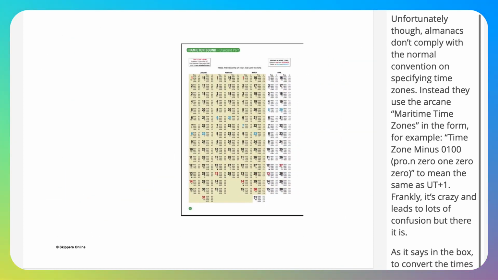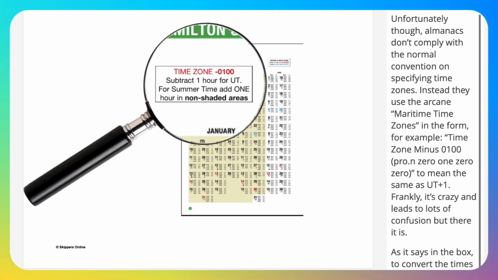Unfortunately, though, almanacs don't comply with the normal convention on specifying time zones. Instead, they use the arcane maritime time zones in the form, for example, time zone minus 0100, to mean the same as UT plus 1. Frankly, it's crazy and leads to lots of confusion, but there it is. As it says in the box, to convert the times given to UT, you need to subtract 1 hour.